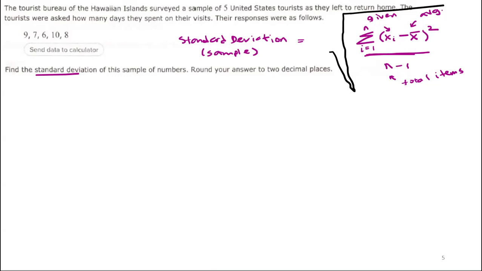All right. So what I'm going to do here is create a table. The first part, I'm going to have xi minus x bar. And the second part, I'm going to have xi minus x bar, and I'm going to square it. And then I'm going to have the results. So this is going to be my table.